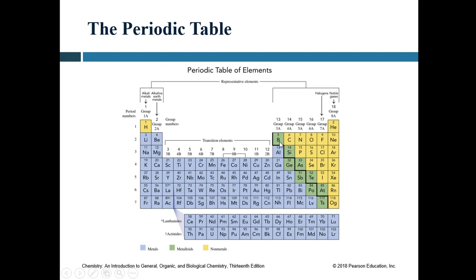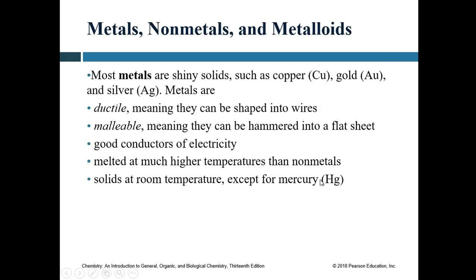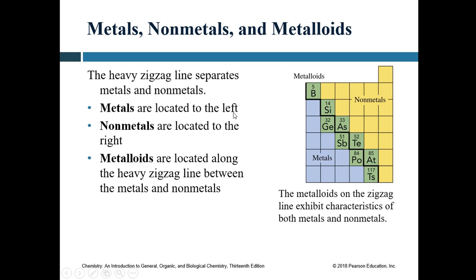But what about those elements, except for aluminum, that are right next to the stair step? There's a green here. What does that mean? Well, let's see what that means. They call them metalloids. Metalloids are on the zigzag line, and they exhibit characteristics of both metals and nonmetals, except for aluminum right here.